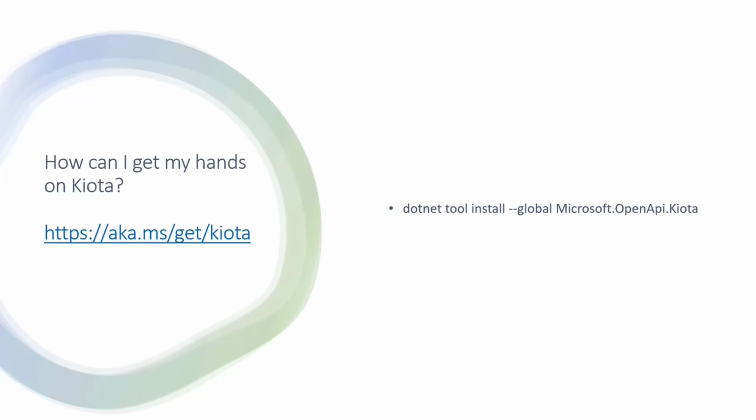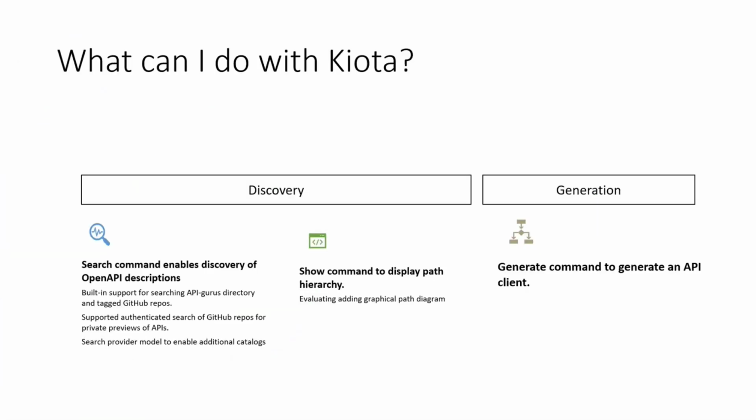Well, first, aka.ms/get/Kiota. You're going to install. It's all based on a .NET tool. So you're going to do a dotnet tool install --global microsoft.openapi.kiota. That will install the core CLI experience inside your machine. Works on Mac, works on Linux, works on Windows. And we have a ton of other ways to also install it, either via our releases, via a Docker container, or if you just want to build Kiota, as this is all built in the open source on GitHub.